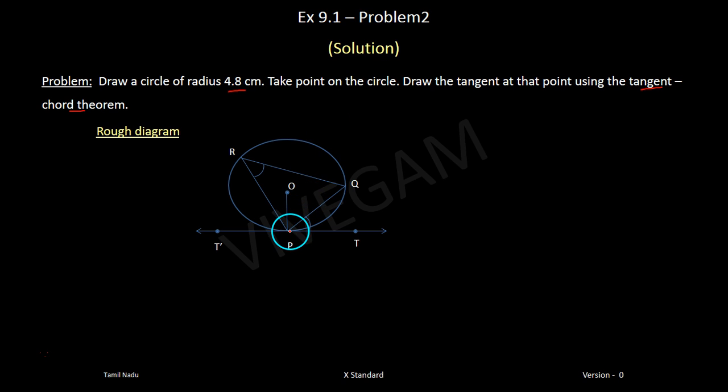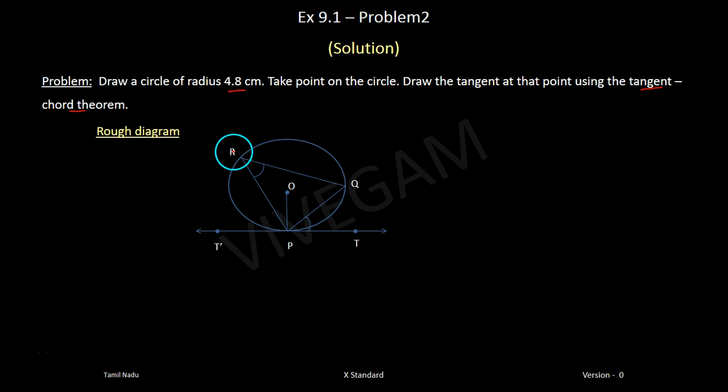And if you draw a chord from P, PQ is a chord, okay? And let's say this is your tangent, that is T'PT, right? Then you draw one more chord on the larger segment, on the alternate segment. So this is one chord, and this is the smaller segment of the circle, and the alternate segment is this part of it.